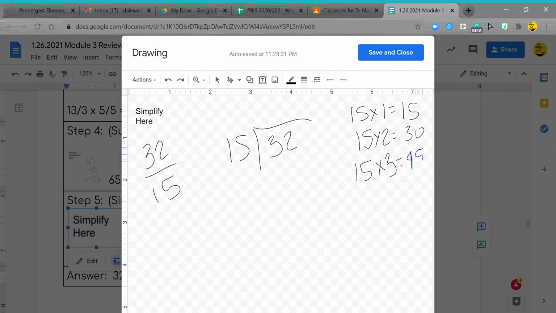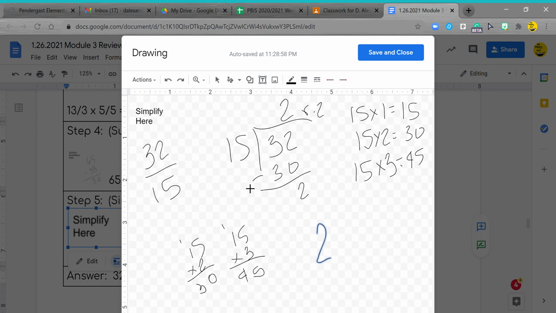What I mean is you do 15 times 2, it's 30, 15 times 3, 45. So now I can see it here. I see that it goes 2 times. I subtract: 15 times 2 is 30, 32 minus 30. I have a remainder of 2. So my mixed number is 2 and 2 fifteenths.